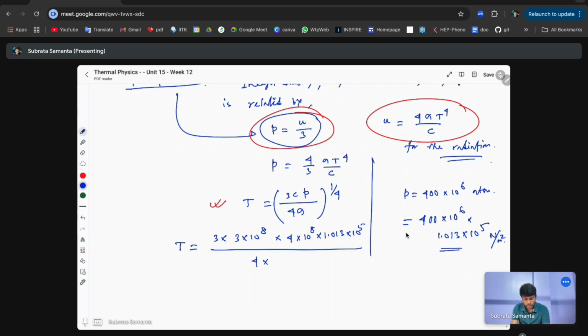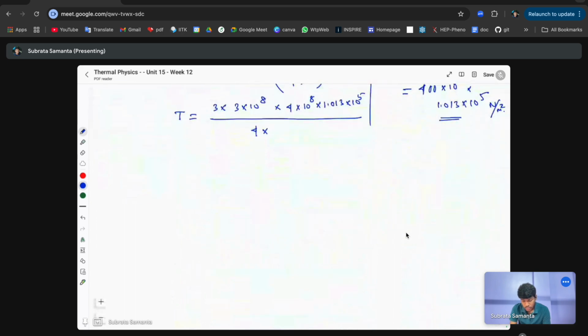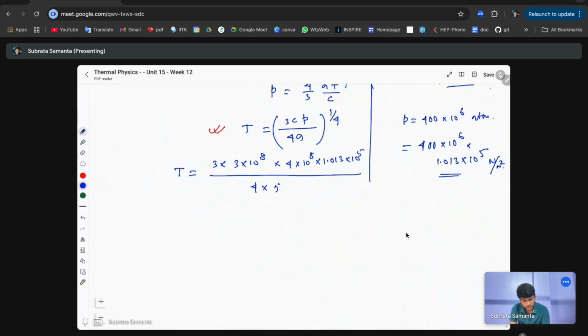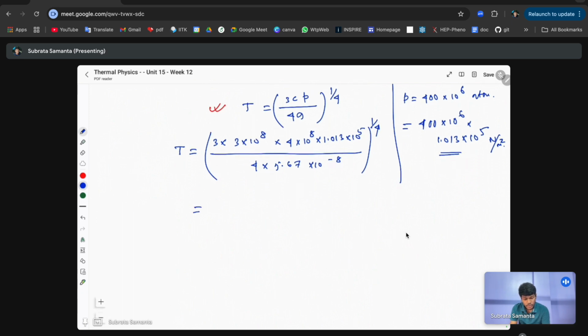4 times your value of sigma. Sigma is the Stefan's constant, so it's 5.67 times 10 to the power minus 8, right? 1 over 4, right? If you compute this, use your calculator, the result is 2 times 10 to the power 7 Kelvin.